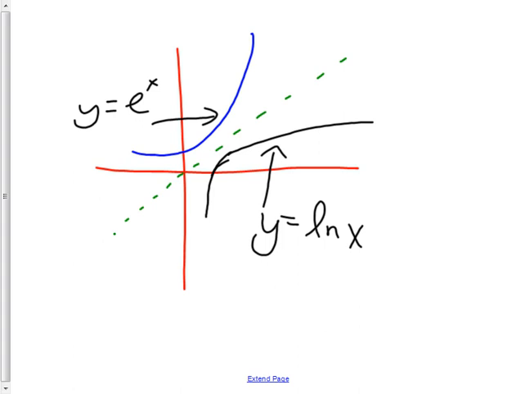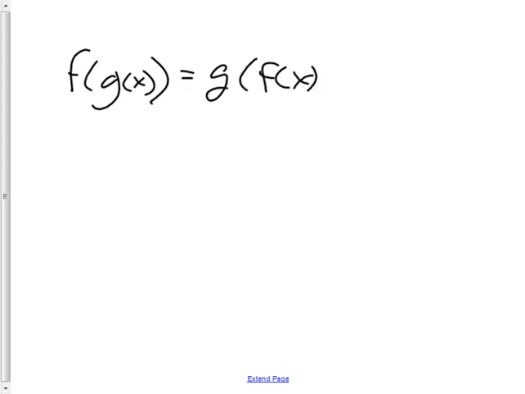Okay, and the last thing about inverses is that you got to remember this. Please write this down. It'll be worth knowing. f of g of x equals g of f of x, which equals x. That is the way you prove two things are inverses of each other. Write it with a pencil on the paper.